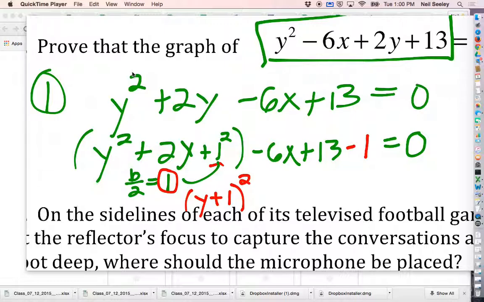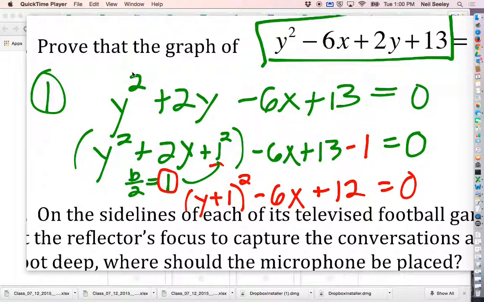The rest, do you remember we just rewrite as is? I added 1 to complete the square and rewrite it. Beautiful. I took it back out because I don't really want to change the value of the equation. I just want it to look a little different. Kind of okay with that right there?